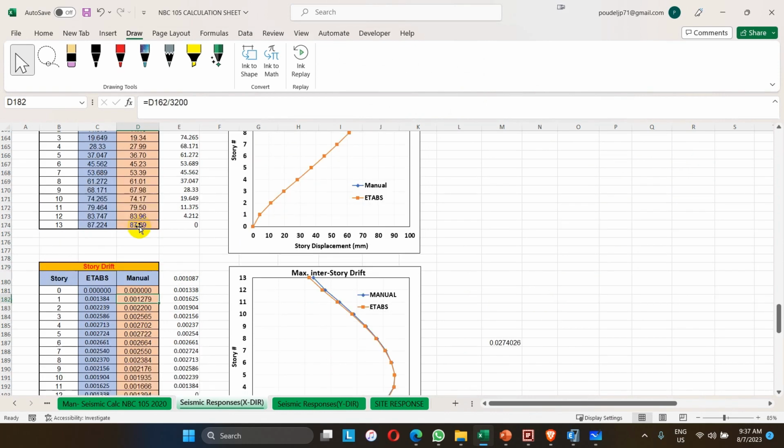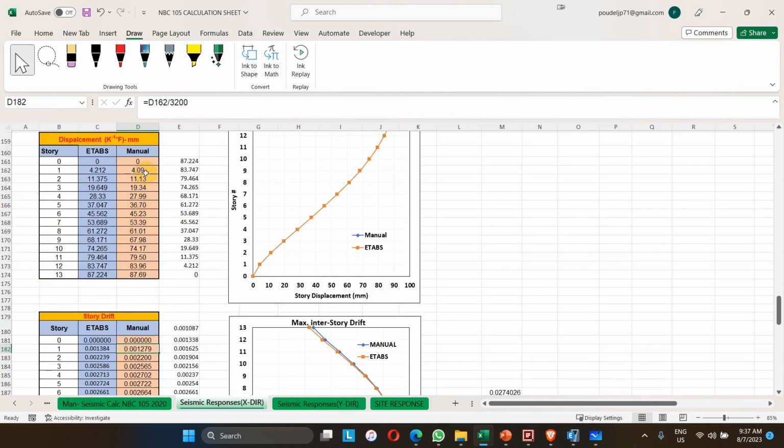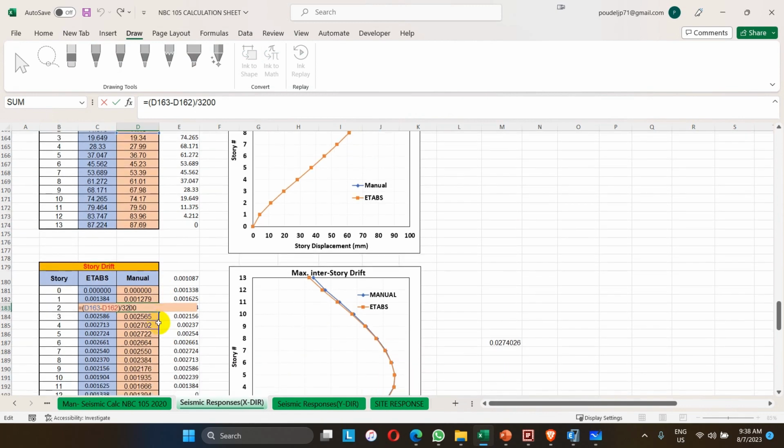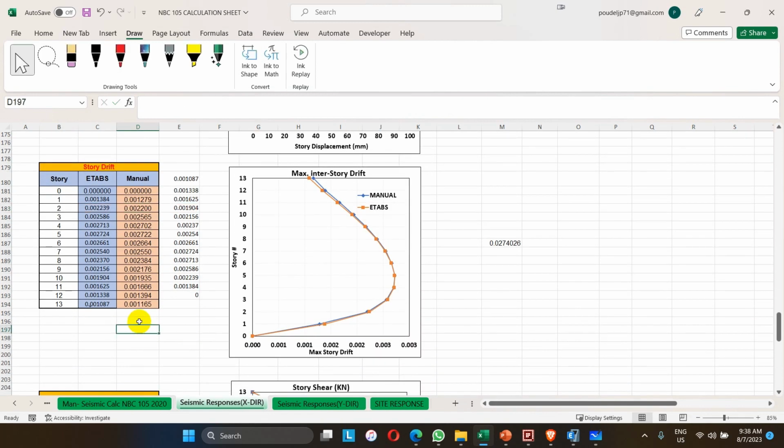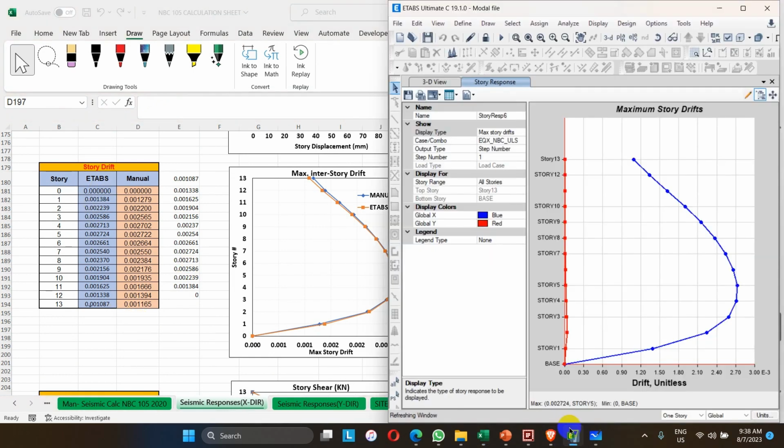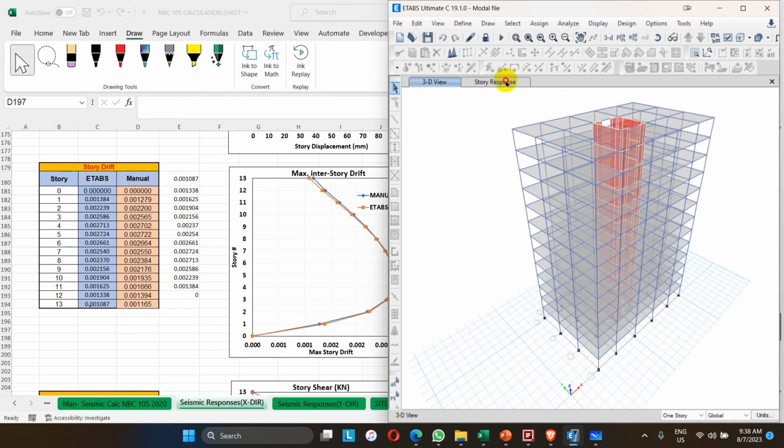So if we turn into the actual calculation here, for story 1 it is delta divided by H, meaning the story displacement of the first floor divided by the story height. Similarly, for story 2, it is the displacement of story 2 minus story 1 divided by the story height, which is 3200 mm. Similarly, we got the values for all the stories.